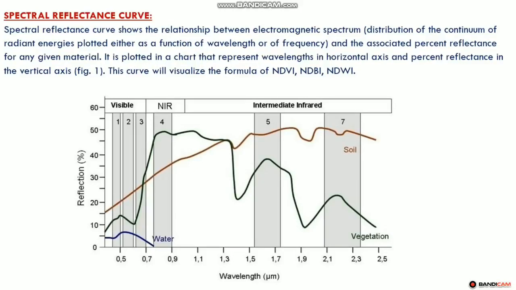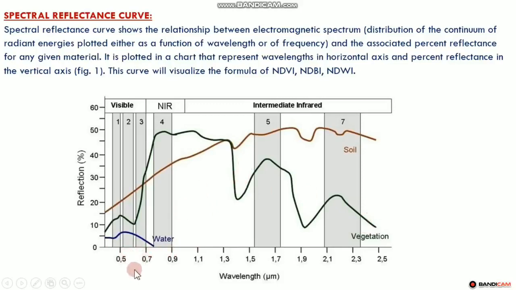This is where we have the relationship between the electromagnetic spectrum and the associated percentage reflectance of given materials. It means that the features on the Earth's surface either radiate or reflect, it either radiates or absorbs. So this spectral wavelength is trying to show us the surface reflectance here, which is in the vertical section, and then the wavelength, which is the horizontal section in the spectrum.